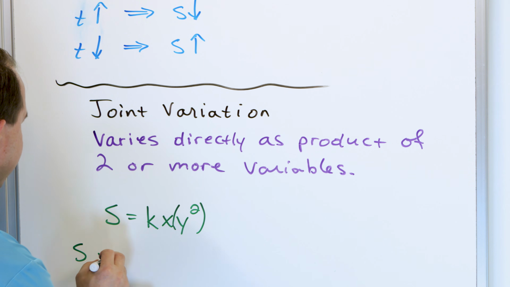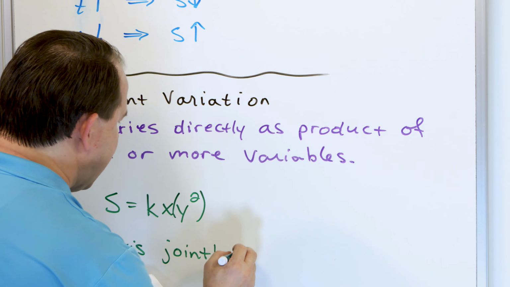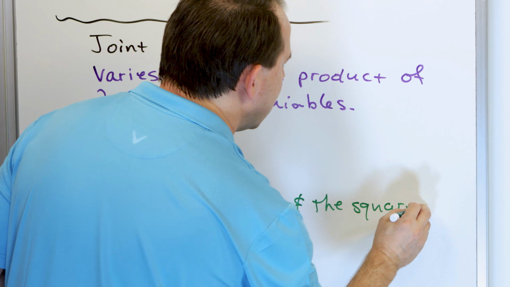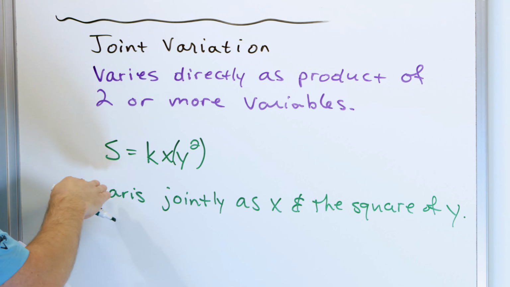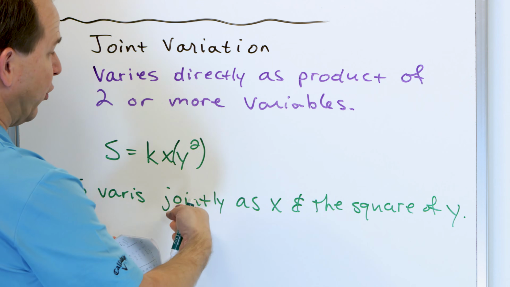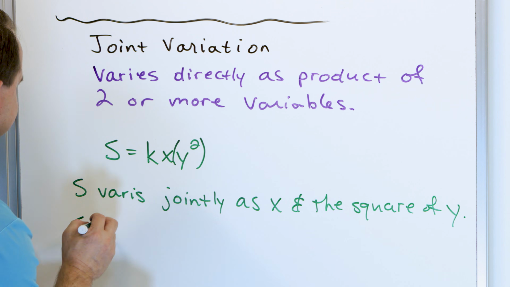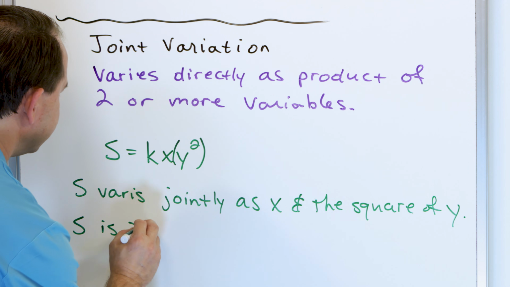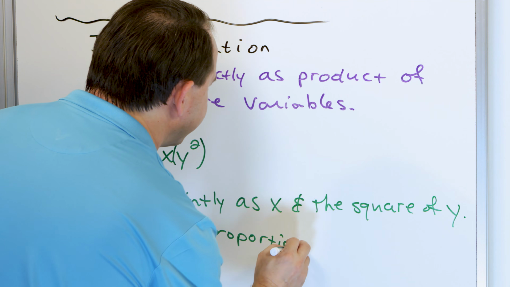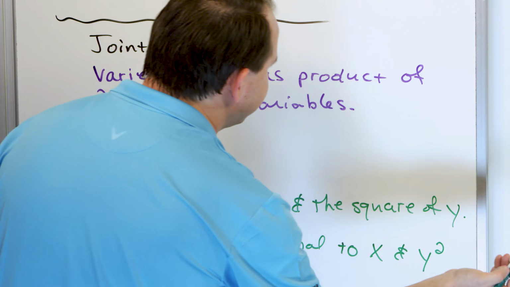So you say that s varies jointly as x and the square of y. So it does not vary directly as x and directly as y because we have a square there. It varies jointly as x and the square of y. Another thing you might want to say is you could say s is jointly proportional to x and y squared. So same sort of thing.